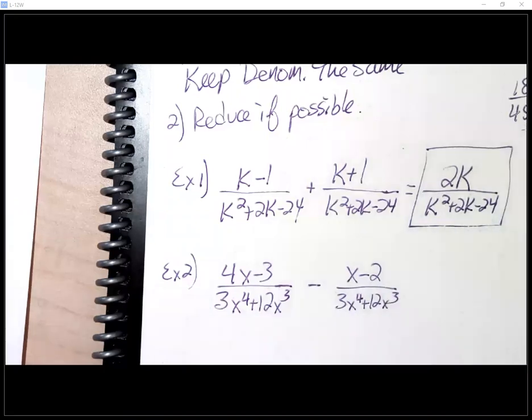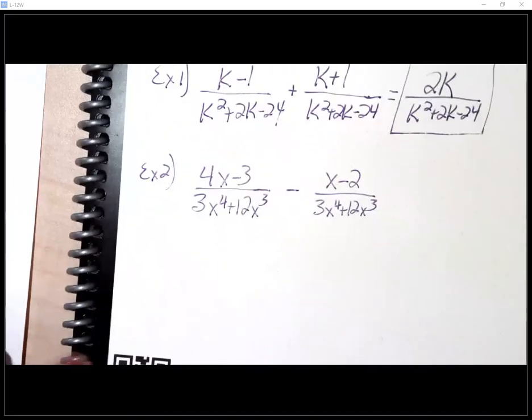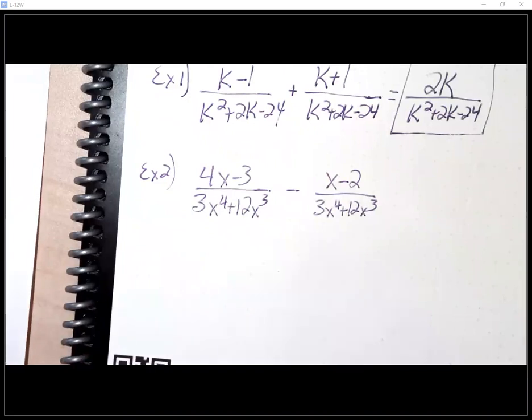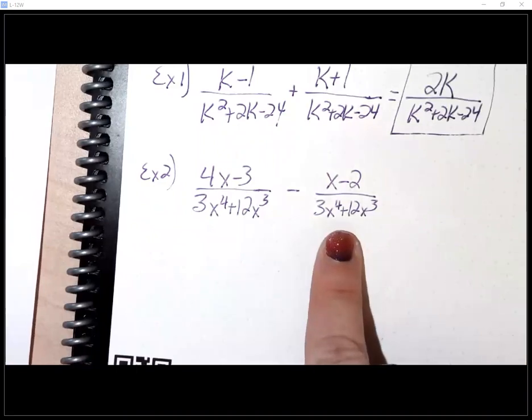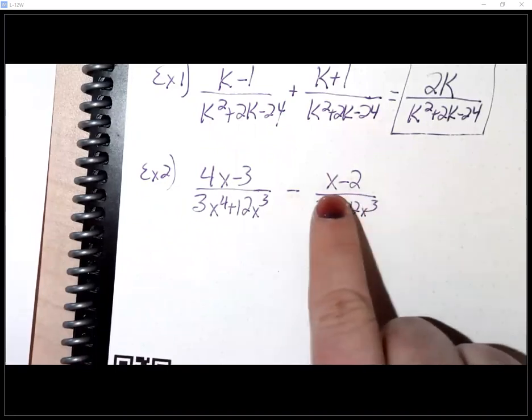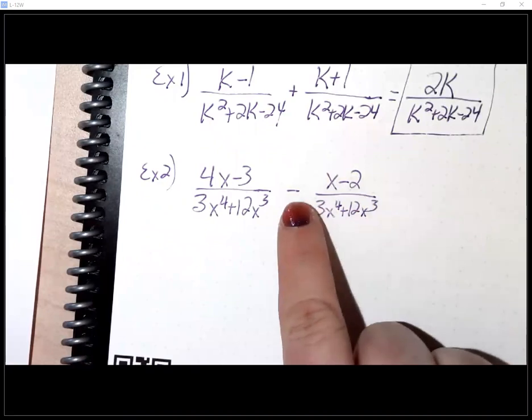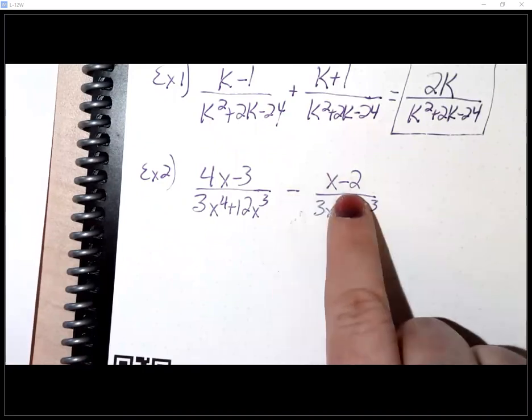All right, so everybody please watch. This is a subtraction problem. My denominators match. Great. So now all I have to do is subtract the numerators. You have to be careful. You are subtracting this entire numerator, so it really is negative x plus 2, right? Because you have to subtract both of those.